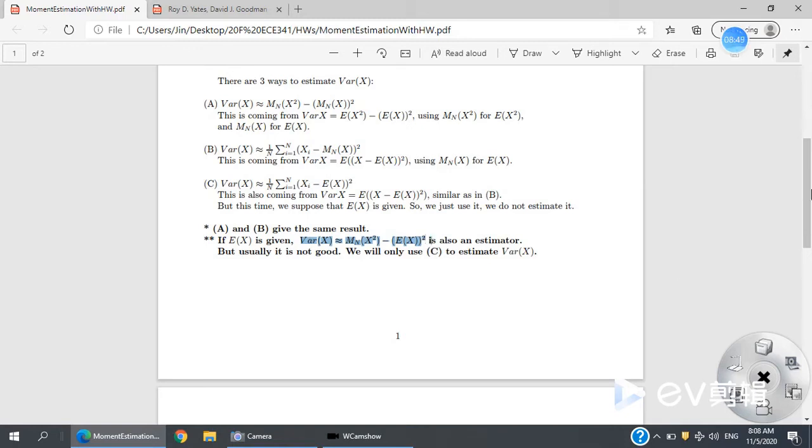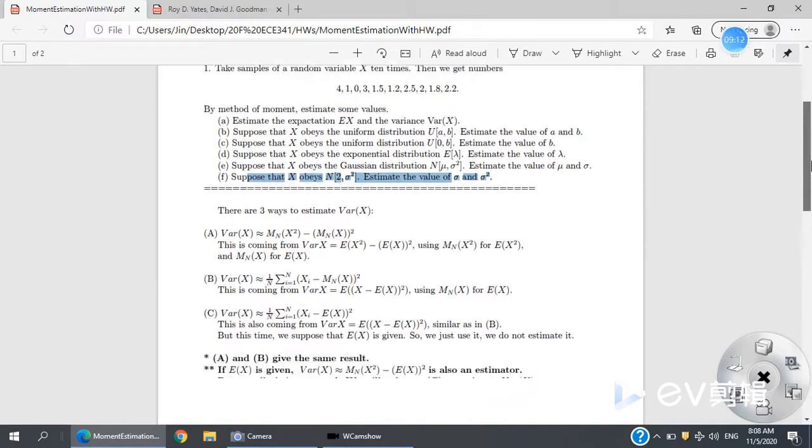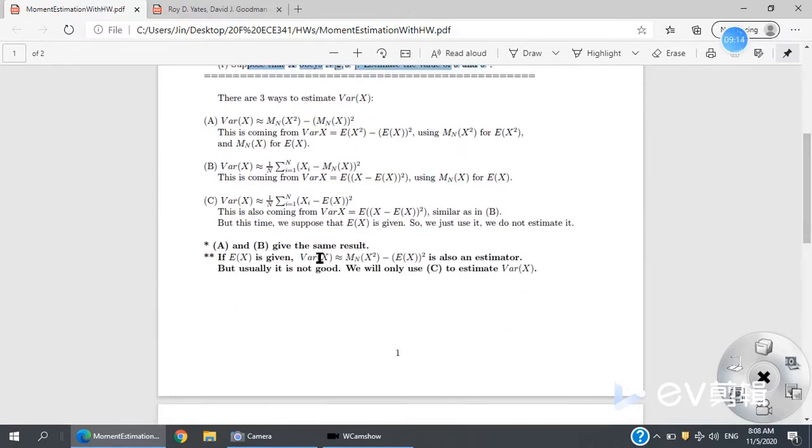In our example, actually the last homework, in this case, the F, because the normal distribution with mu is 2, so Ex is given, right? In this case, when you estimate the value of sigma and sigma square, you need to use C, but not this one, right? You use C, not this one.